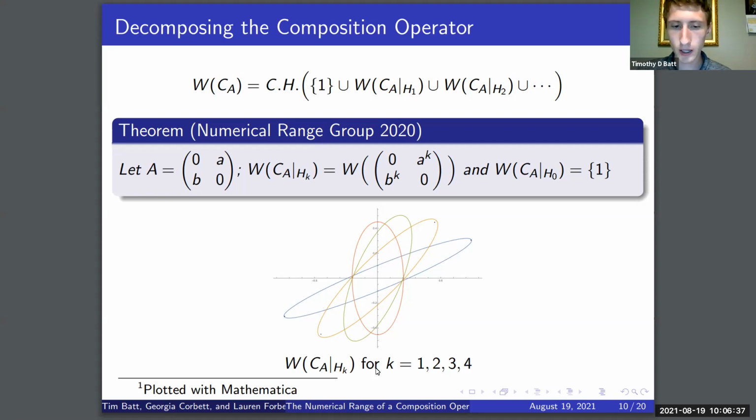As you can see here, we plotted on Mathematica the ellipses corresponding to the numerical ranges of our restricted subspaces for K equals 1, 2, 3, and 4. However, we know that there are infinitely many subspaces of homogeneous polynomials, which still makes it difficult to compute.